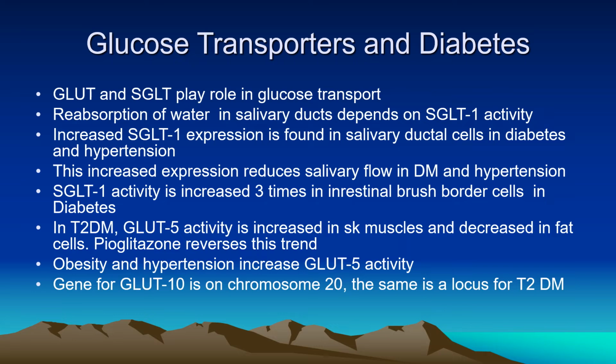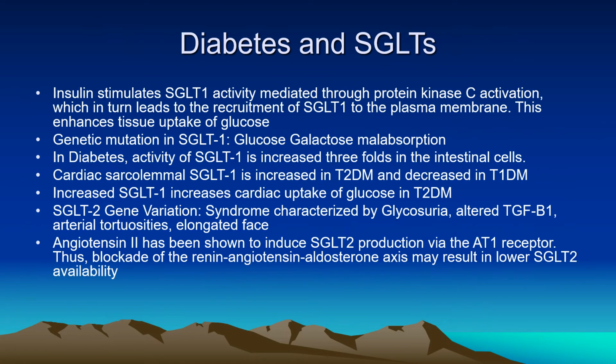SGLT1 activity is increased 3 times in intestinal brush border cells in diabetes, and in type 2 diabetes GLUT5 activity is increased in skeletal muscles and decreased in fat cells. Pioglitazone reverses this trend. Obesity and hypertension increase GLUT5 activity. And the gene for GLUT10 is located on the same chromosome which is the locus for type 2 diabetes mellitus. Now, these salient facts would stimulate us to find out more about the relationship between SGLT transporters and diabetes.